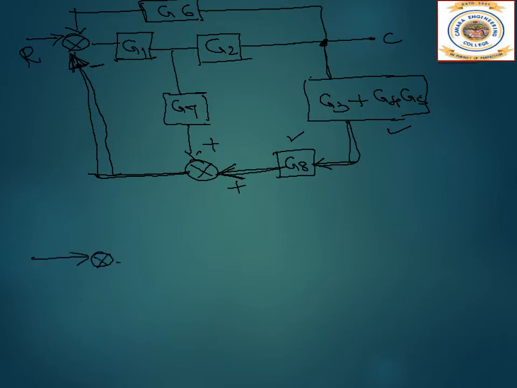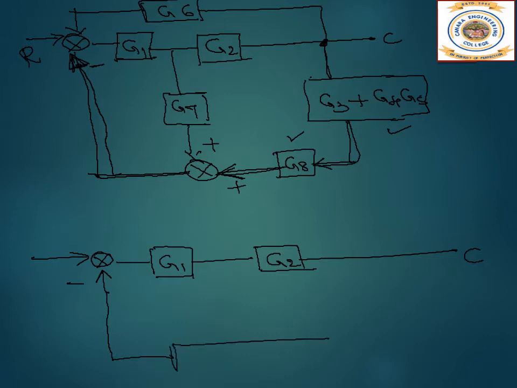So I'll just redraw it again. G1, G2, C. First let me draw that. So this will come minus, because it is plus and minus here. Over here they are in series, so I can combine them. So this will become G8 into G3 plus G4, G5.